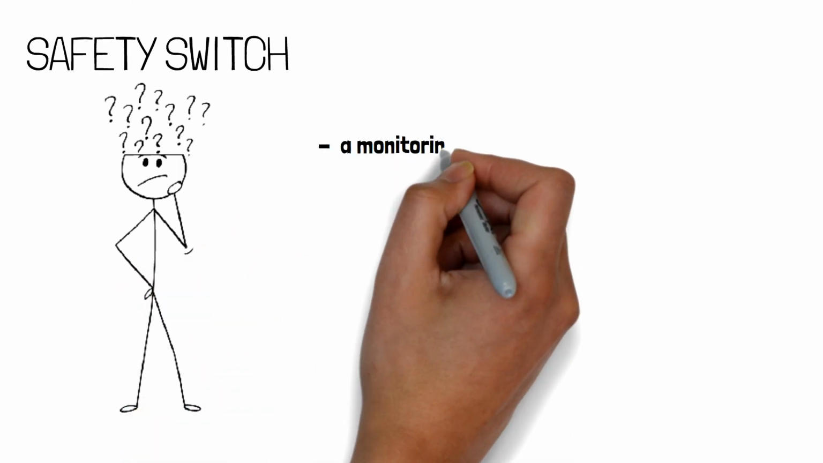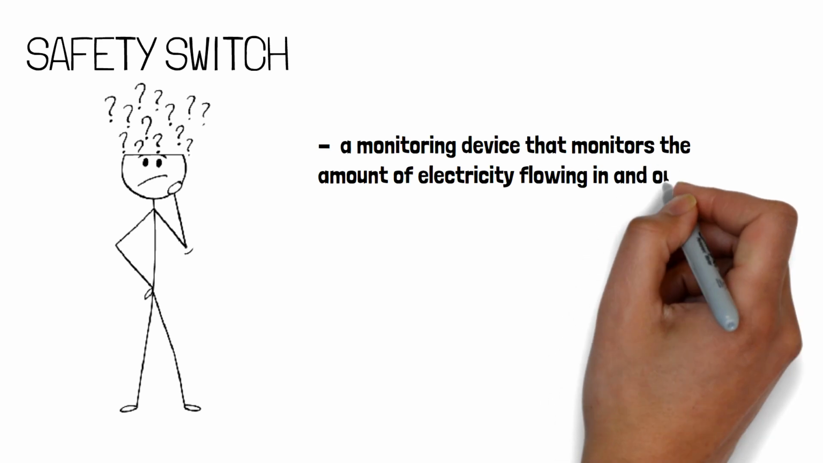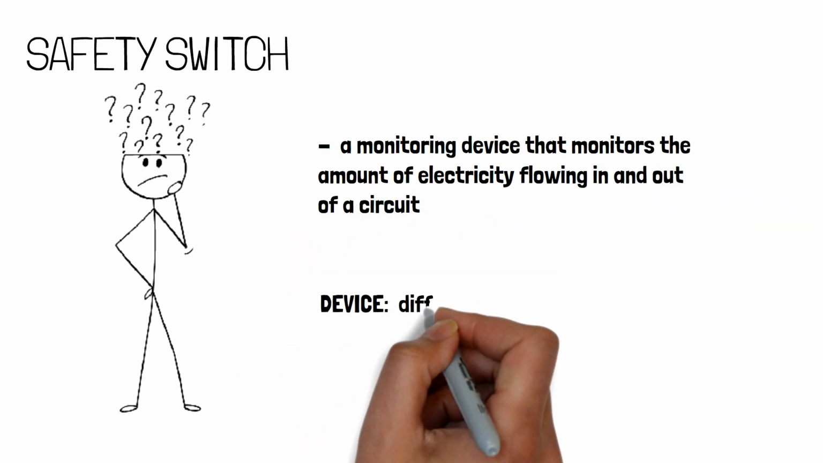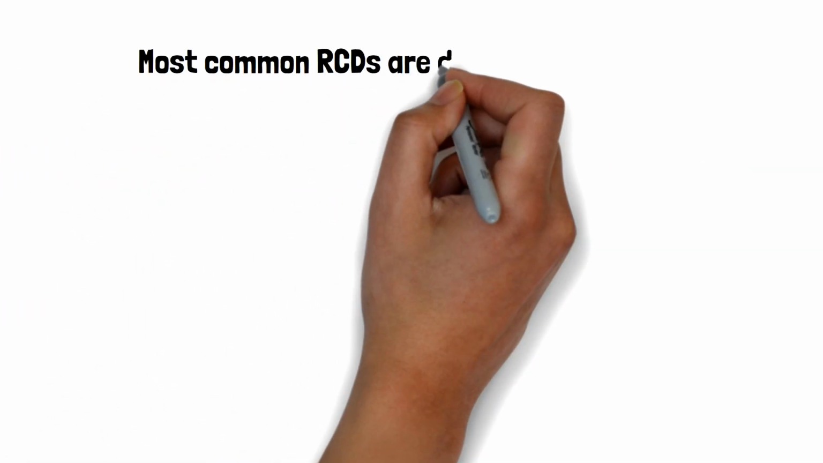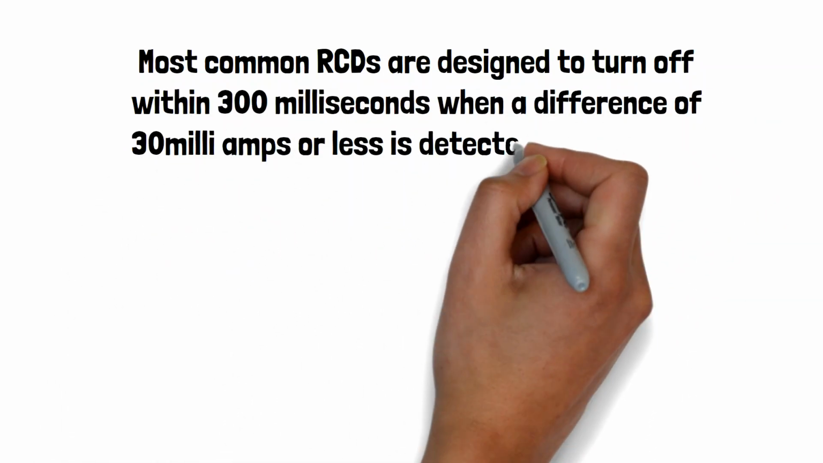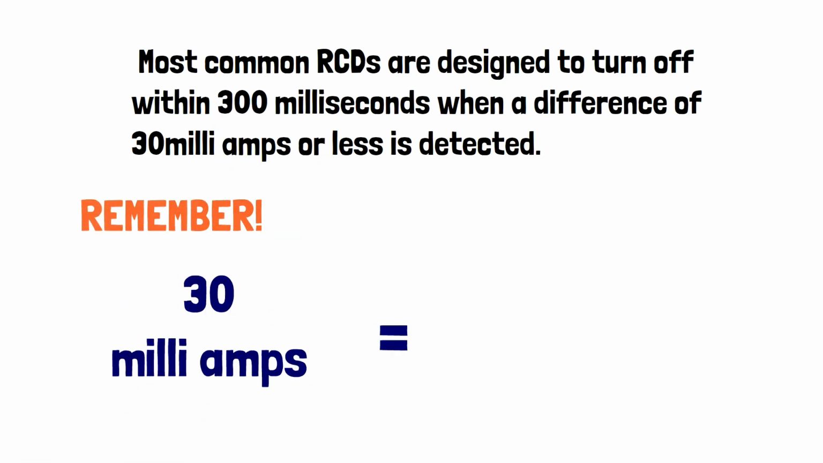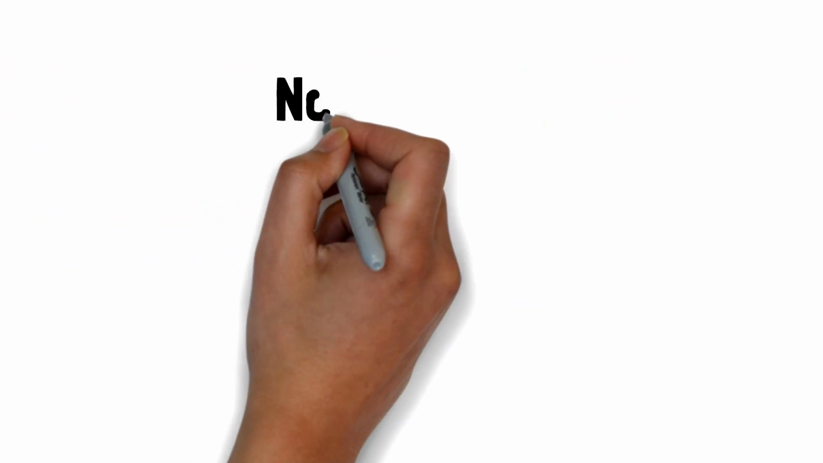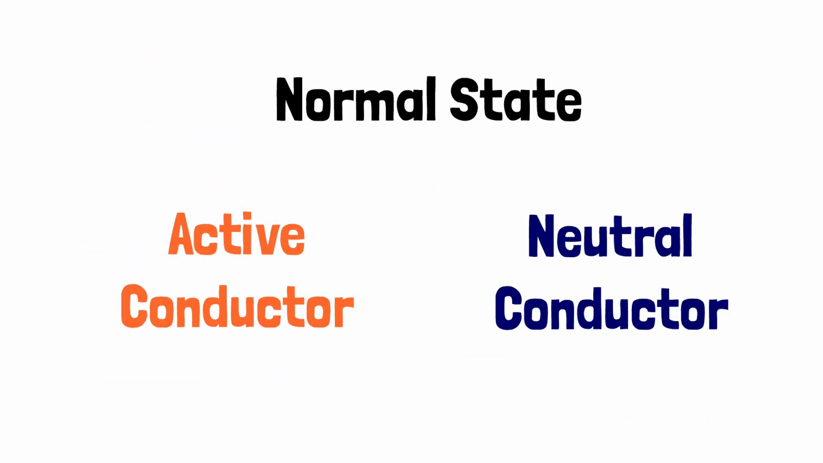Simply, a safety switch is a monitoring device that monitors the amount of electricity flowing in and out of a circuit. It does this by a device called a differential current transformer, which is found within the workings of an RCD. Most common RCDs are designed to turn off within 300 milliseconds when a difference of 30 milliamps or less is detected. Remember, 30 milliamps is still enough to cause serious injury or harm. In a normal state, the flow of electricity between the active and neutral conductors should always be equal, as we learnt earlier, and therefore a difference of 0 should be detected by the safety switch.